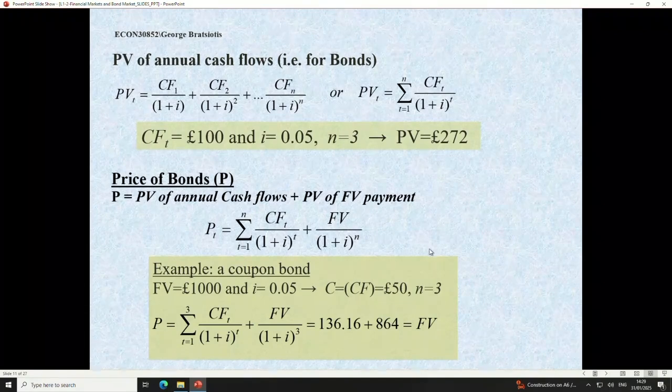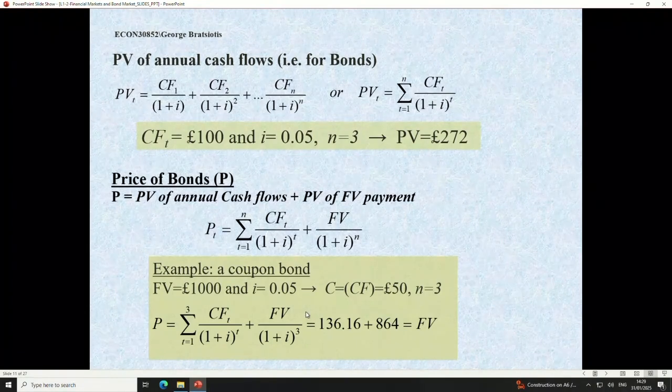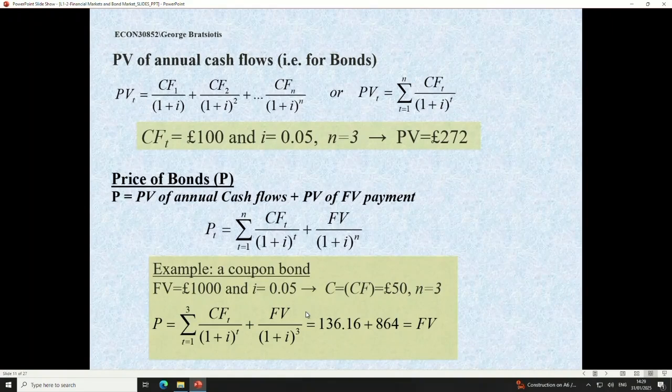So you will have the present value of annual cash flows, and then you will also have the face value discounted in n periods. So if you do this, let's say an example, you've got a face value of £1,000, so you invest £1,000 in bonds. You've got a market rate of 5%, which you're going to use as your discount. That works out a cash flow, sometimes it's C, sometimes it's CF, doesn't matter, of £50. And let's work it out for 3 periods.